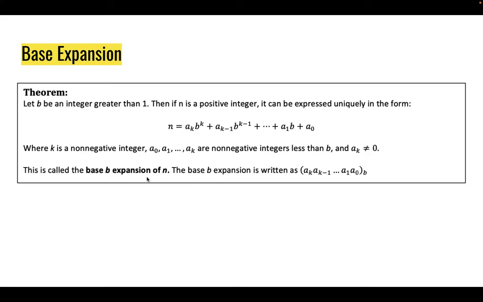And it can be written like this. So here, this is the base b representation of the integer n, and all the a's are the coefficients. So this is how we represent the base b expansion of any integer n.